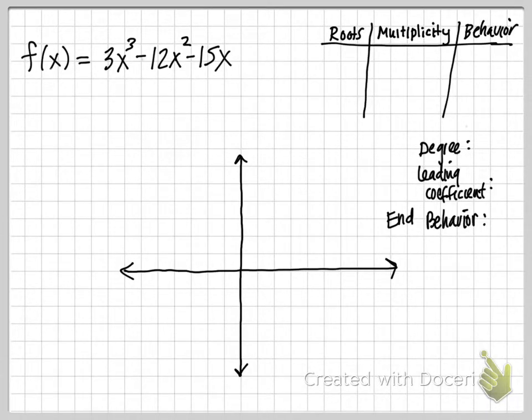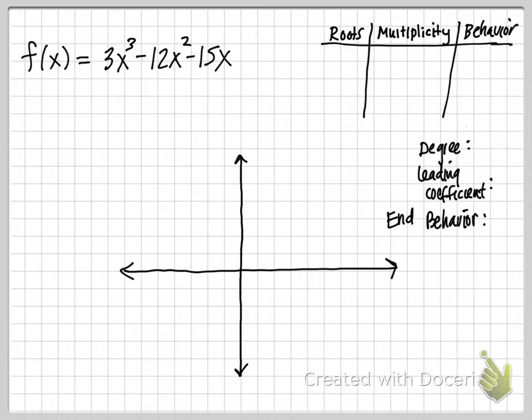We're going to be graphing this polynomial by identifying some key characteristics like its roots, the multiplicity on the roots, the behavior, whether they cross the x-axis. Then we'll look at the end behavior by looking at the degree of the entire polynomial and its leading coefficient.